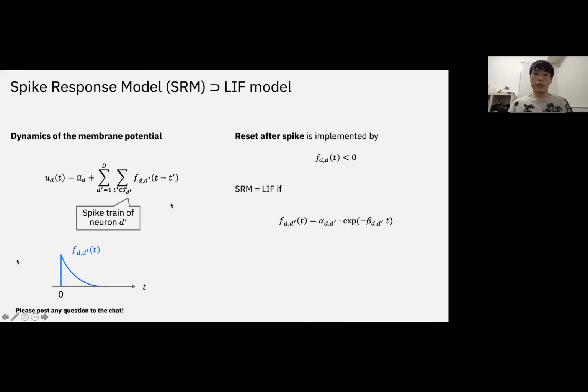By using this model, reset after a spike can be implemented by tuning this filter function so that the influence from neuron d to neuron d, which means the self loop of neuron d, is negative for all time. This is a generalization of the LIF model because if we define the filter function by this exponential function, then we can recover the LIF model.